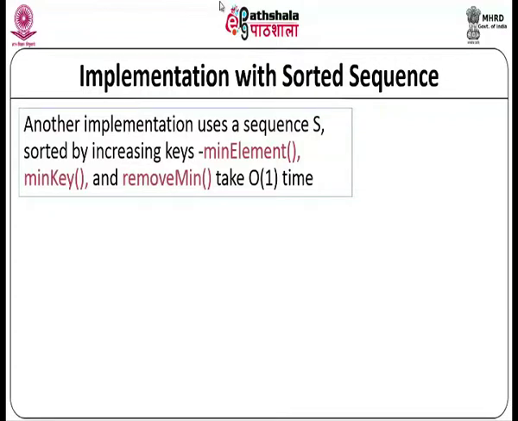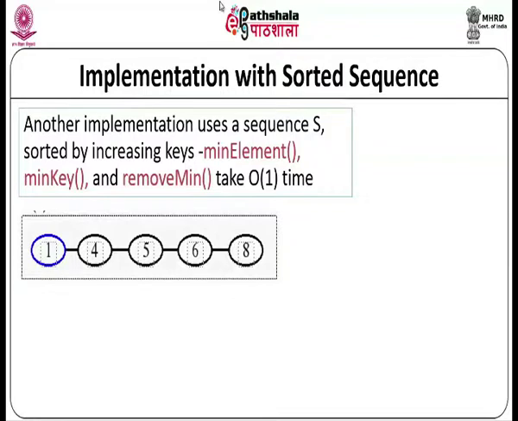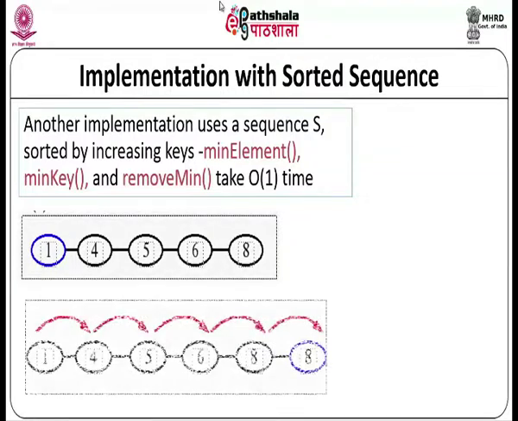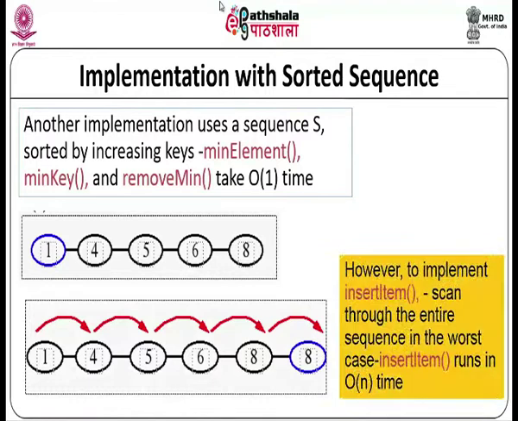So, the minimum element, minimum key and remove minimum will take O(1) time because the minimum will be in the front or in the rear, depending on how you want to talk about it. Here it is on this side. So 1 is the element that you want, but when we want to implement insert item, you have to scan through the entire sequence. The worst case insert item will take O(n) because if it is greater than all the elements it will take O(n). So only here insert takes more time, but the other operations take less time. So, this is the implementation using a sorted sequence.